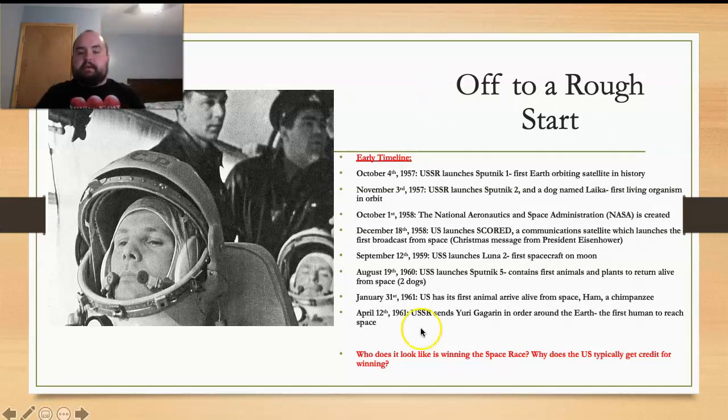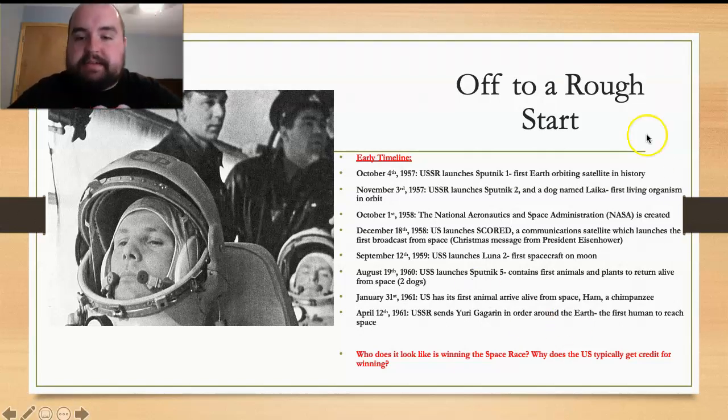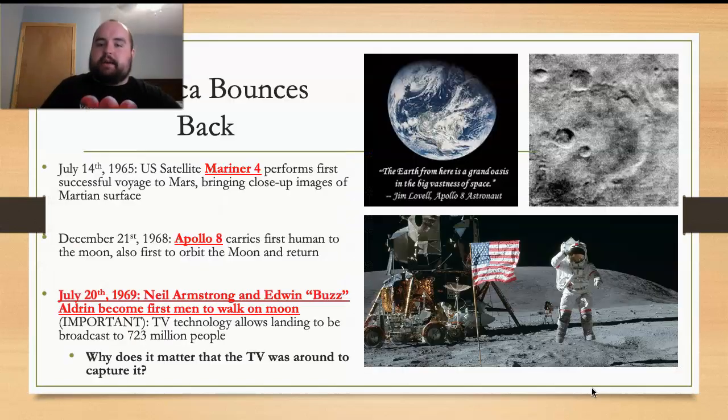Now, obviously, who does it look like is actually winning the space race here? Yeah, I won't give you a very long pause for that, because that one probably seems pretty obvious. It would seem that the USSR is winning the space race here. However, why does the US typically get credit for winning the space race? What did we do that gave us the sort of unofficial victory? Now, that's probably pretty obvious.